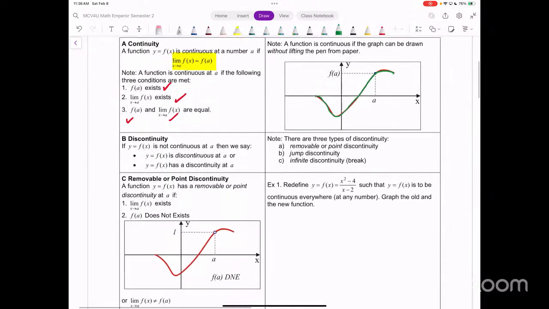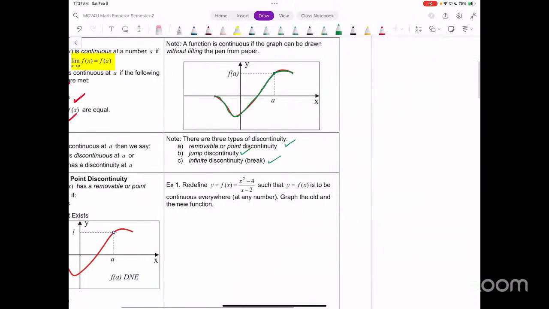Now, a discontinuity: if f of x is not continuous at a, we say f of x is discontinuous at a, or f of x has a discontinuity. There are three types of discontinuity possible: removable, jump, and infinity. I'm going to show you them in pictures. The removable discontinuity is going to be something like this. You get a little hole on the graph. This is x, this is y.